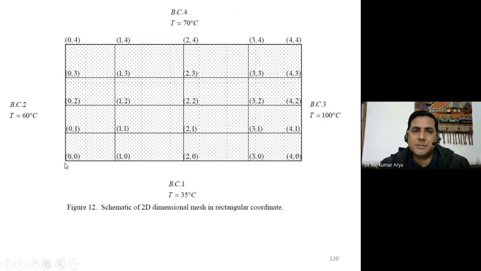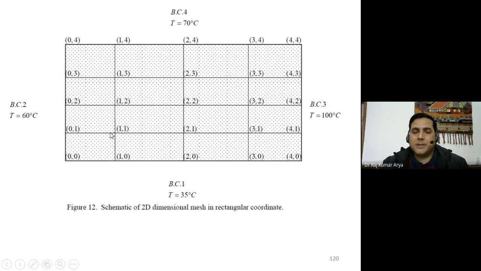On this left side, the temperature is always 60 degrees. On the right side, it is always 100 degrees. On the bottom side, where you have 00, 10, 20, 30, these temperatures are 35. In the same way for the top, 04, 14, 24, 34, all temperatures are 70 degrees.